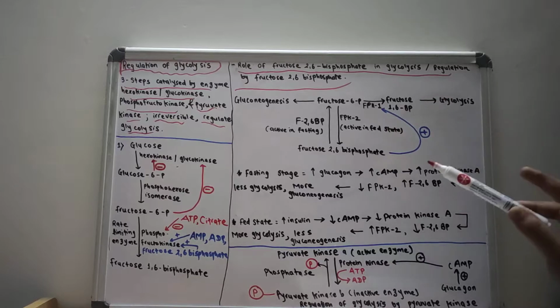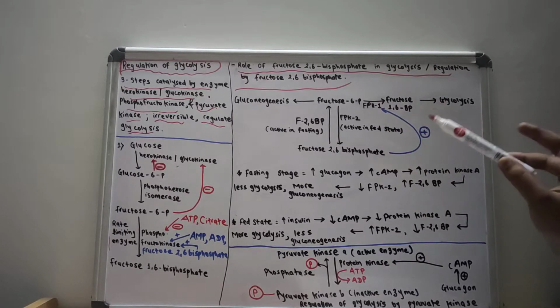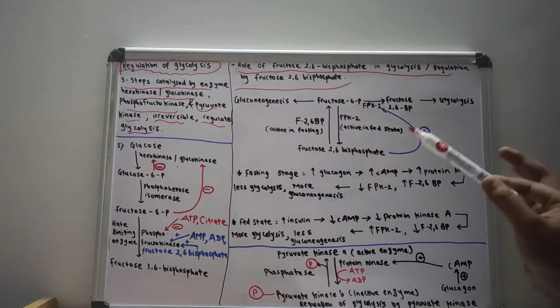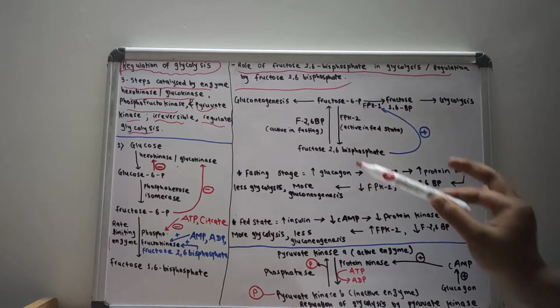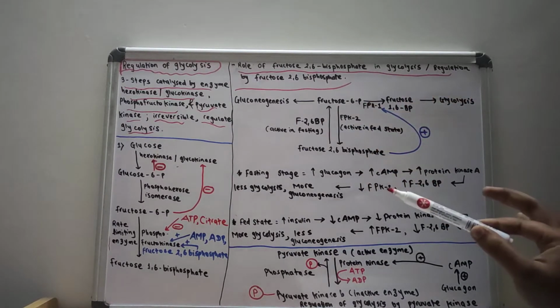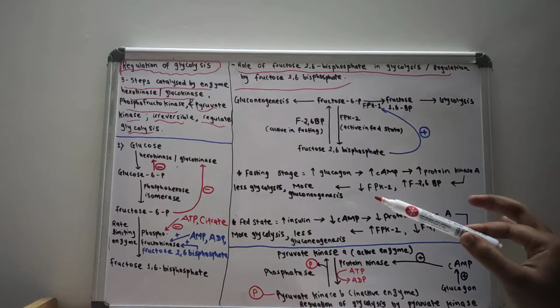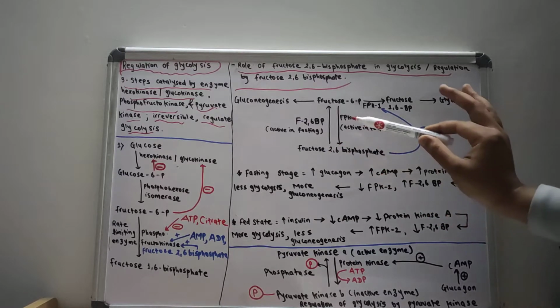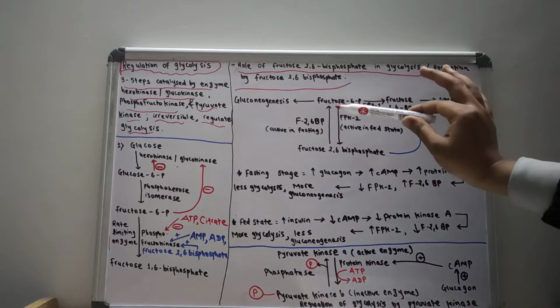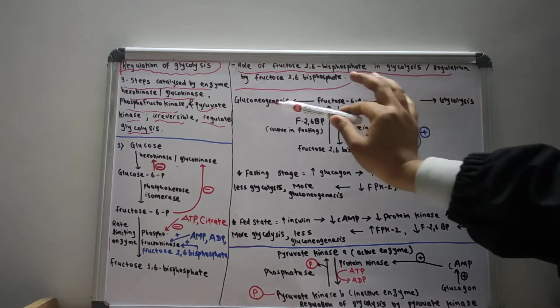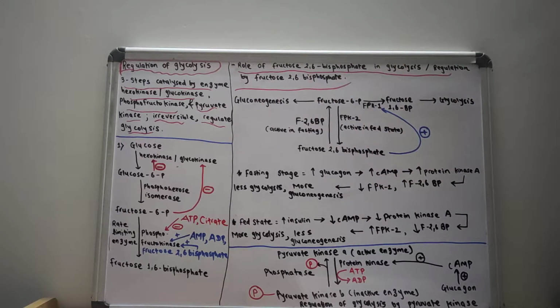And this happens in the fed state. So in the fasting state, what happens? The fructose 2,6 bisphosphatase will be active and fructose 2,6 bisphosphate will be converted to fructose 6-phosphate, which may lead to gluconeogenesis.